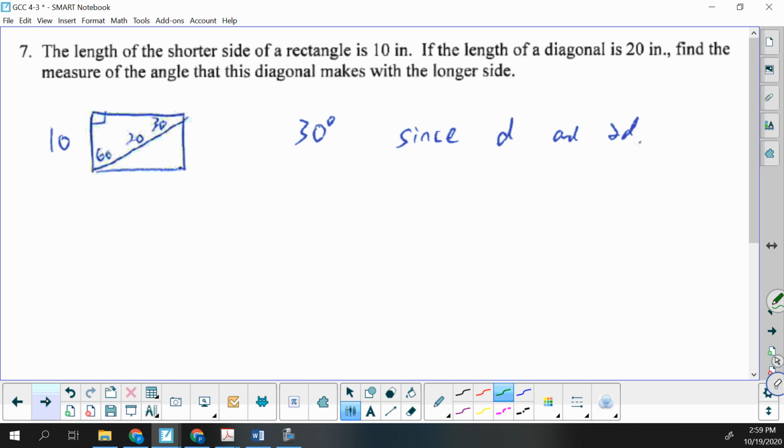If you have a rectangle, the short side is 10. The length of the diagonal is 20. Well, if this is 10 and the hypotenuse is 20, notice this is like a 2D and that's a D, meaning this angle must be a 30 and this angle must be a 60. So the angle with the longer side, this one right here, is just 30.